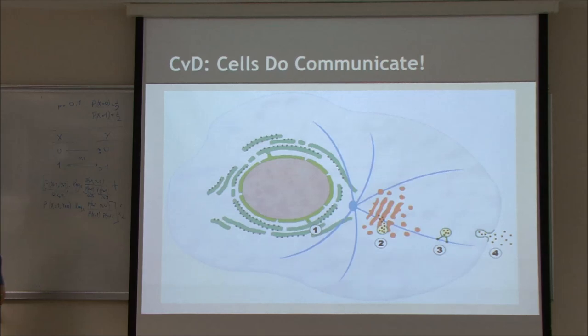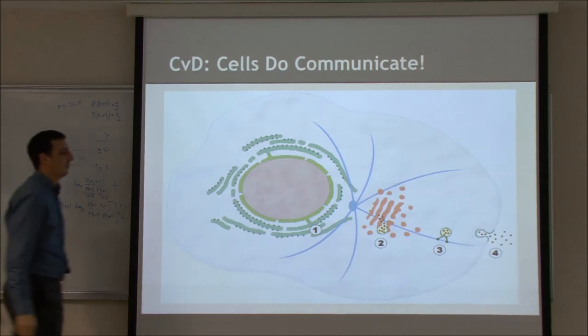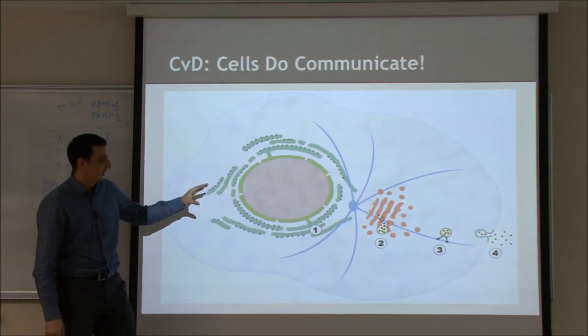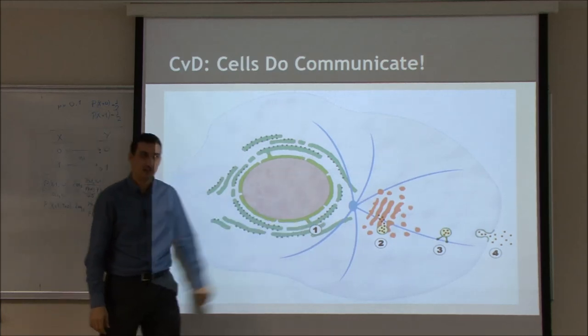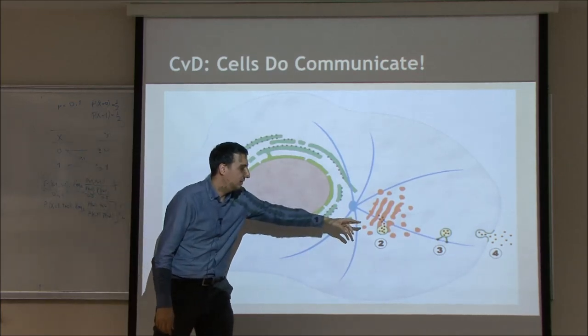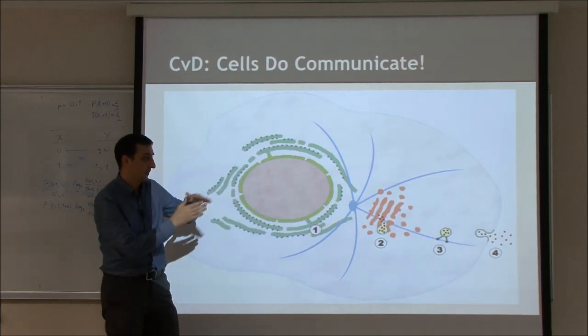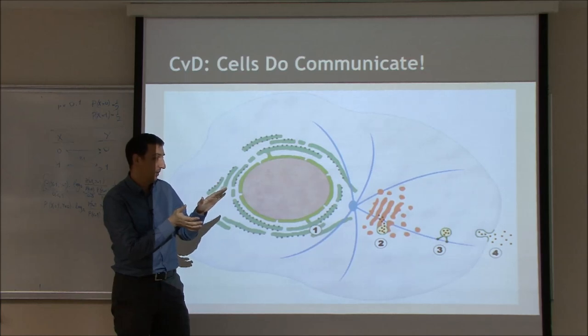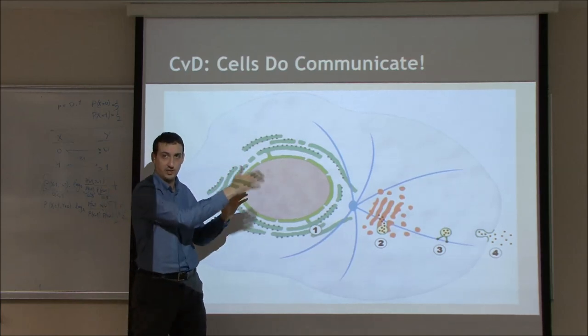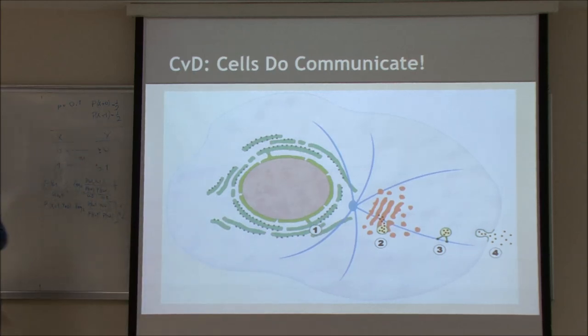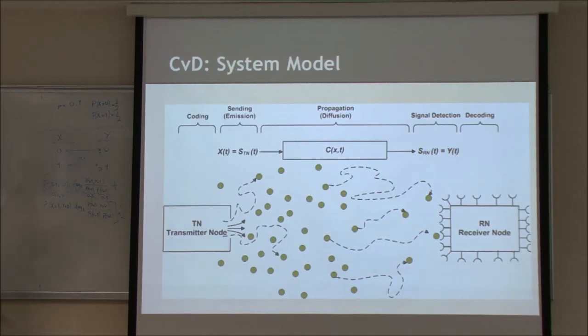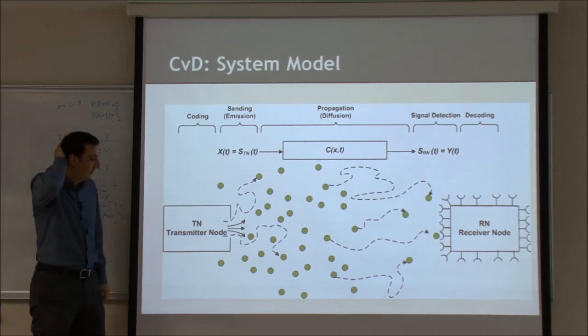So, cells do communicate. This is the representing figure. First, the molecules are synthesized, then they're wrapped in a protective shield, and they go to the edge, the membrane, and they make membrane fusion and release the molecules and they communicate. Okay, so this is our system. We are mimicking this behavior and this is just the sending part. This is the whole system model.